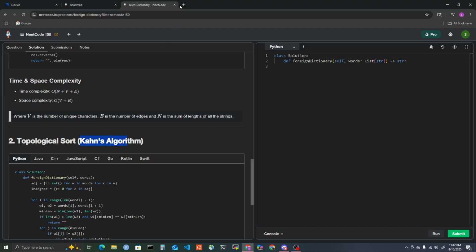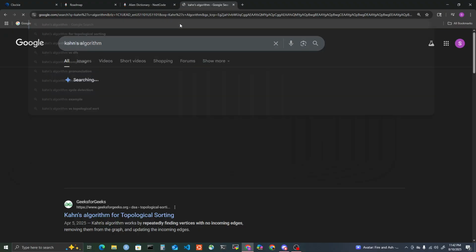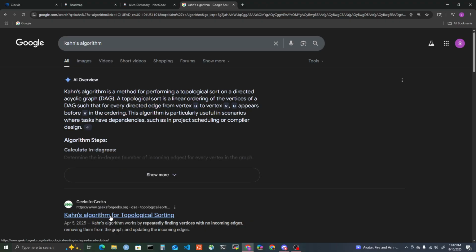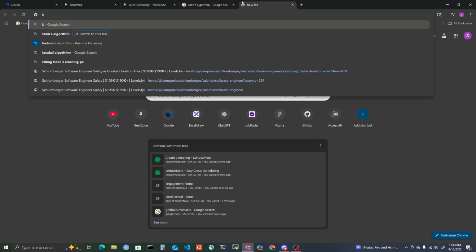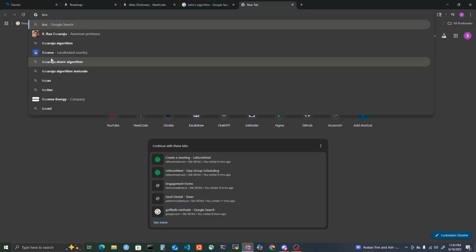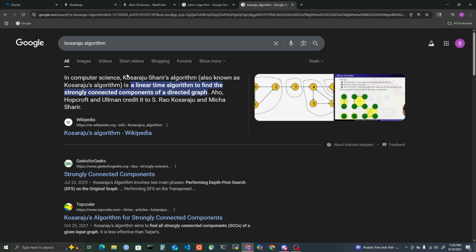Khan's algorithm. Is Khan's close to Kosaraju's? I thought Kosaraju's, what is Kosaraju's for? Kosaraju's algorithm, a linear time algorithm to find the strongly connected components of a DAG. It's to make a component graph? Is that what it's for?